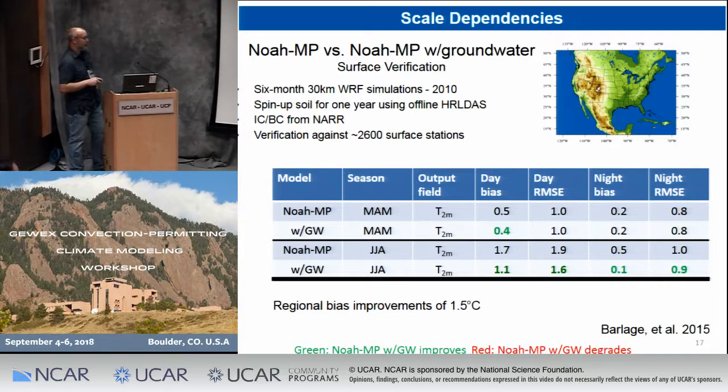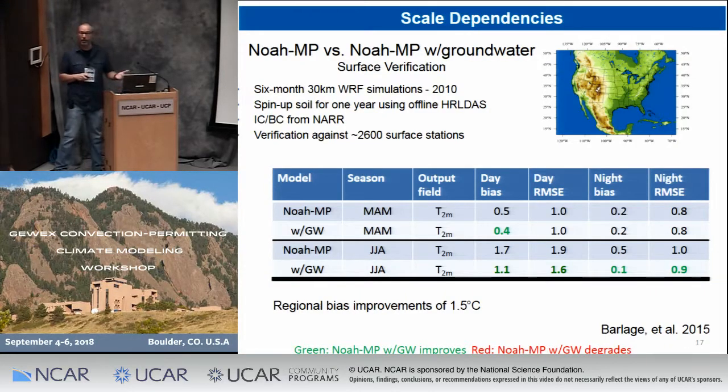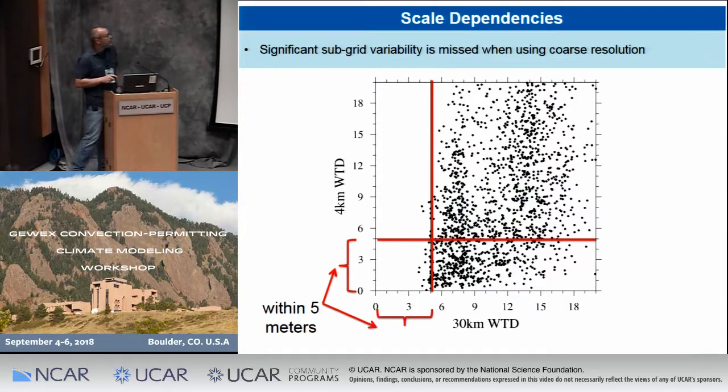I'm writing here, and sorry, I actually didn't have the scale on here, but these differences are more on the order of 5 degrees Celsius. So they're very large relative to what we saw in these 30 kilometer runs. That was kind of interesting: are we dealing with some scale dependencies for this groundwater model? This is just a simple scatter plot showing the depth to the water table in the 4 kilometer simulation, and across here, the 30 kilometer depth to water table. This is an input that you have to put into the model: how far down is the water table over these individual grids.